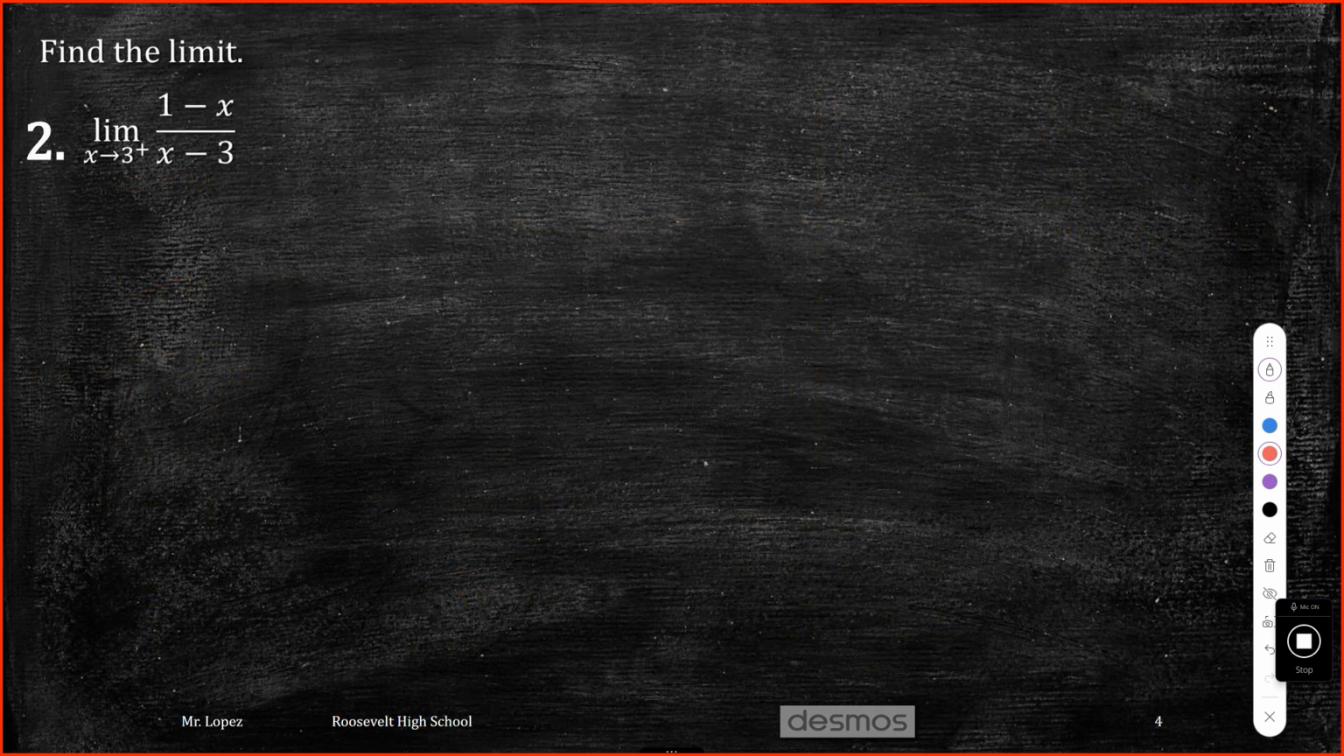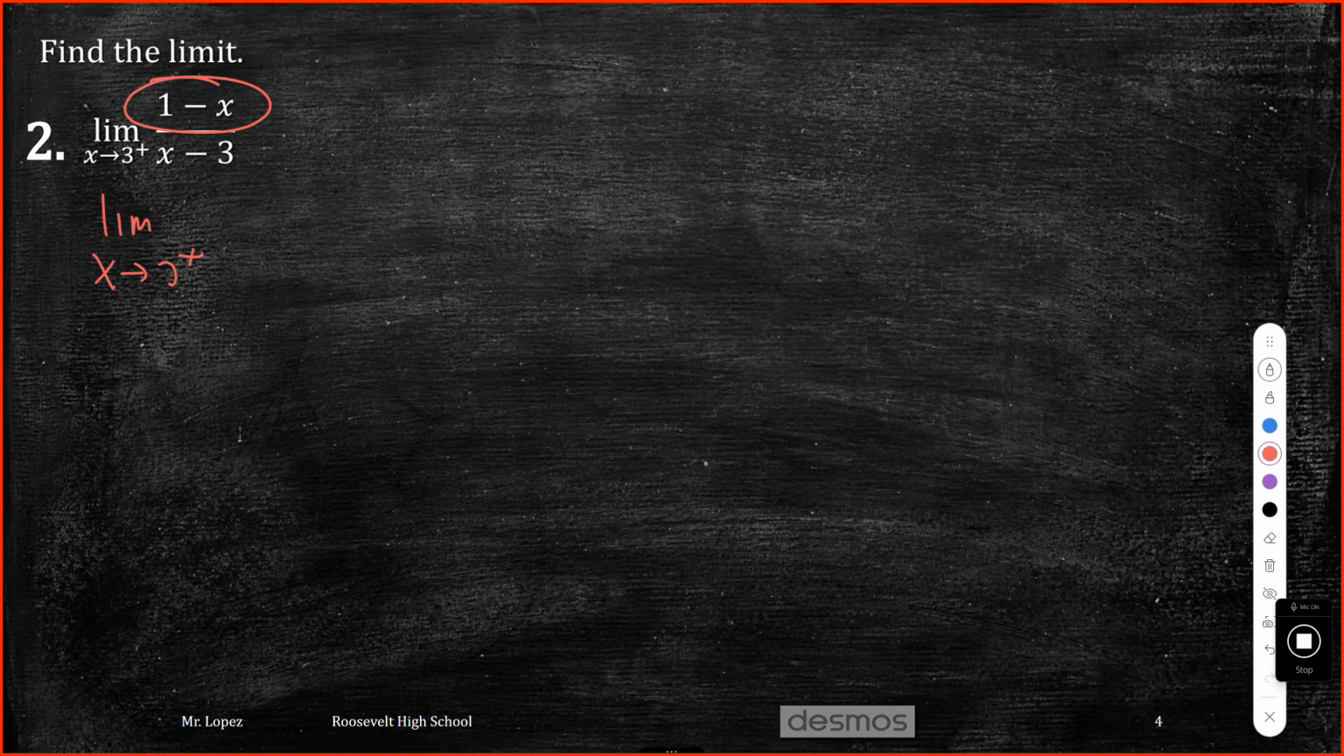Okay, let's do one more. Find the limit as x approaches 3 from the right. So it's asking about coming from the right. So here's another one that's maybe written backwards. They should have given it to you a little easier than that. So the limit as x approaches 3 from the positive side is going to equal 2.